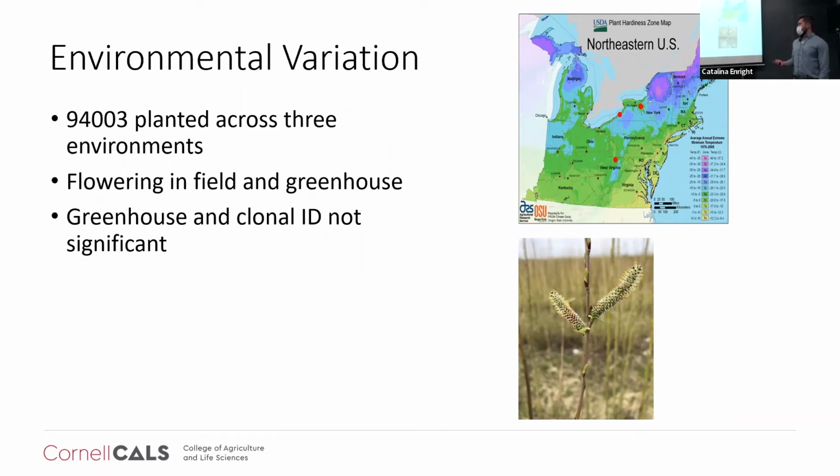So we had 94003 already replicated across three different environments through a previous diversity study. So they were in randomized block designs in Geneva, New York, at Clairol in Portland, New York, and then at West Virginia University in Morgantown. And so I looked at flowering in the field and measured percent maleness. So basically what percentage of each catkin is male relative to female. And for the Geneva plants, we actually took a subset and forced them 2 months early in the greenhouse to see if that changed percent maleness.